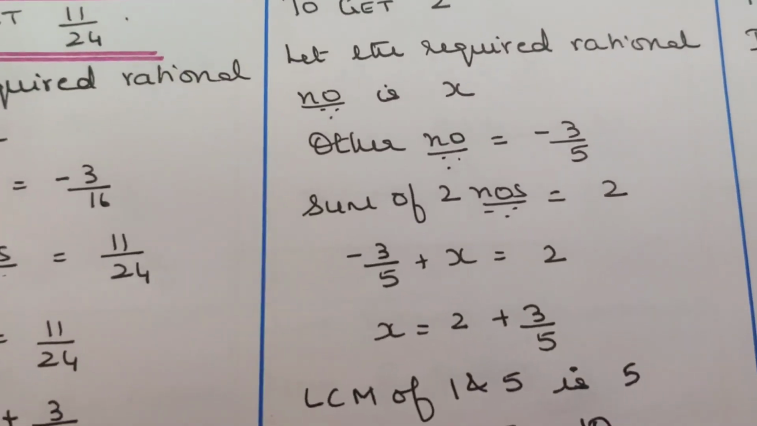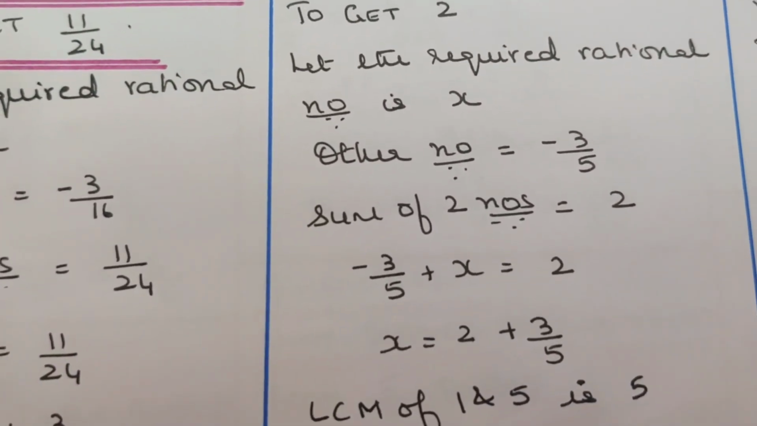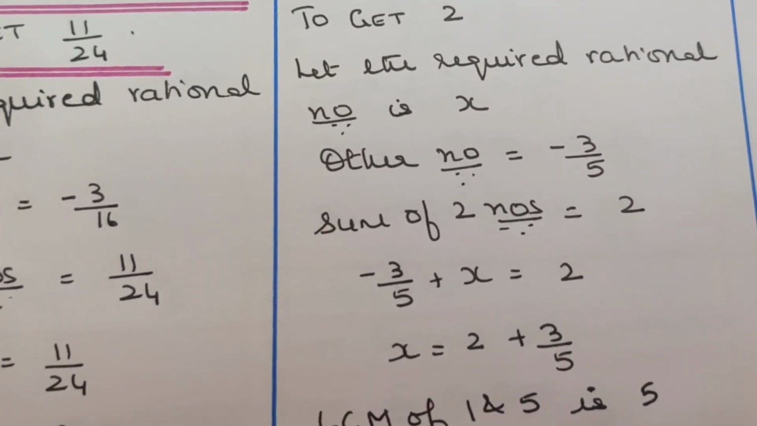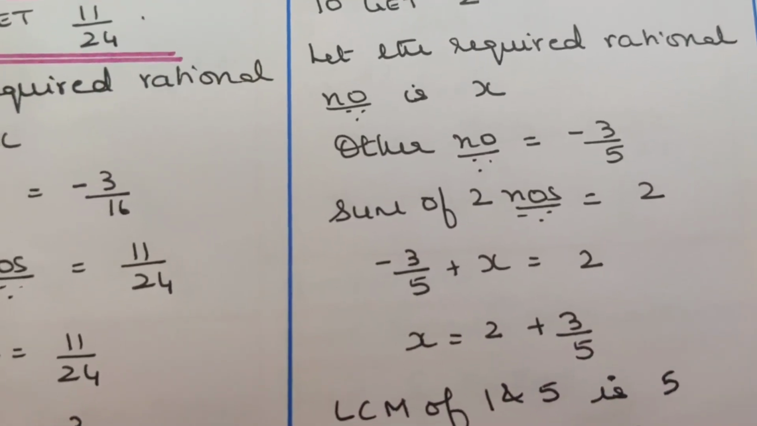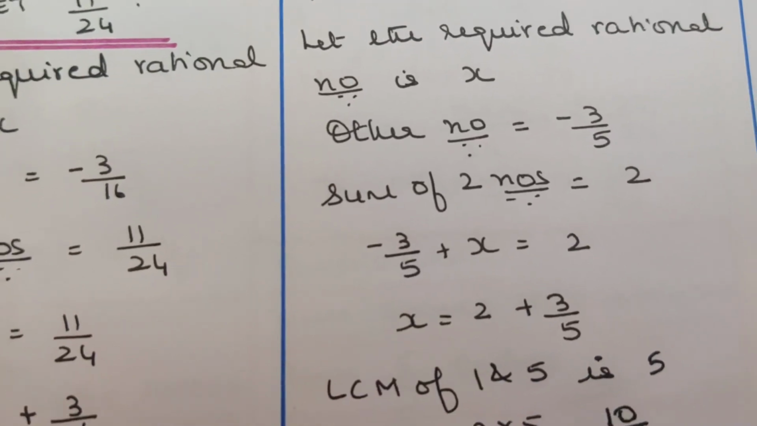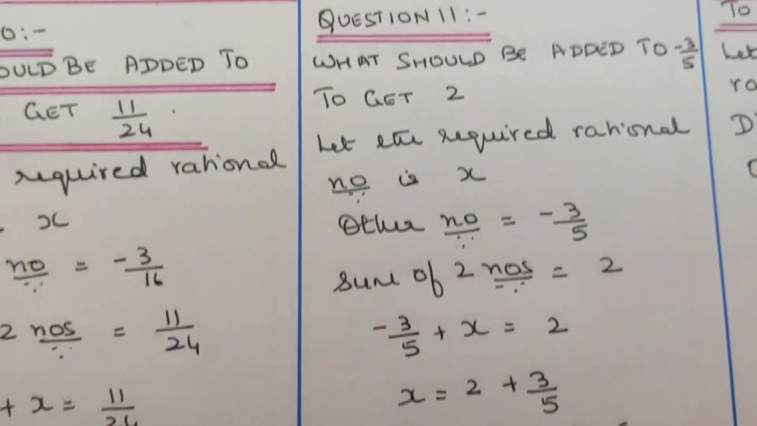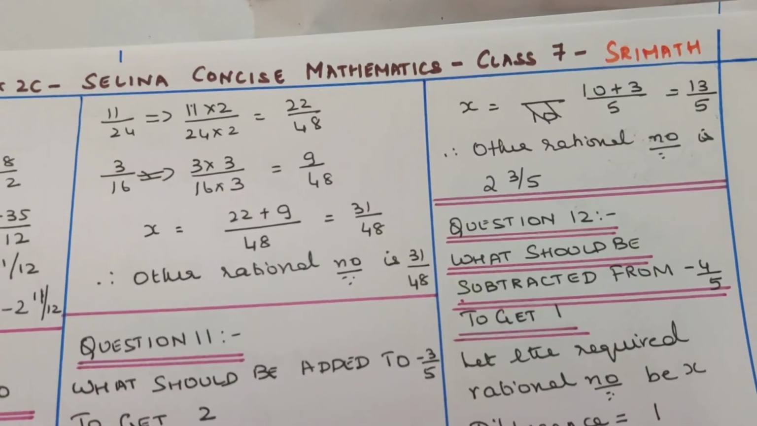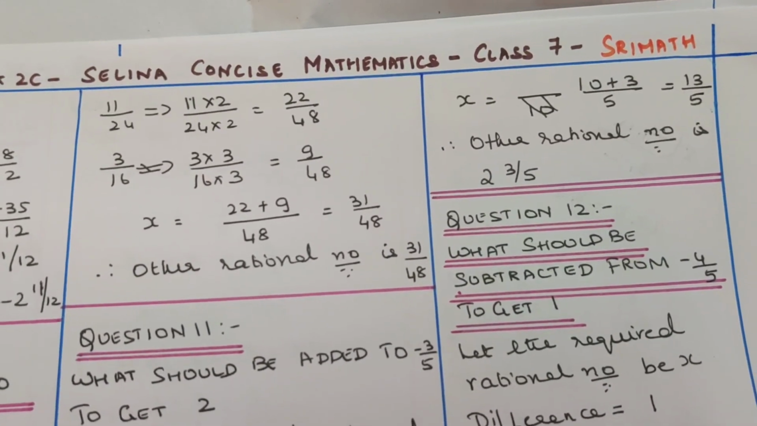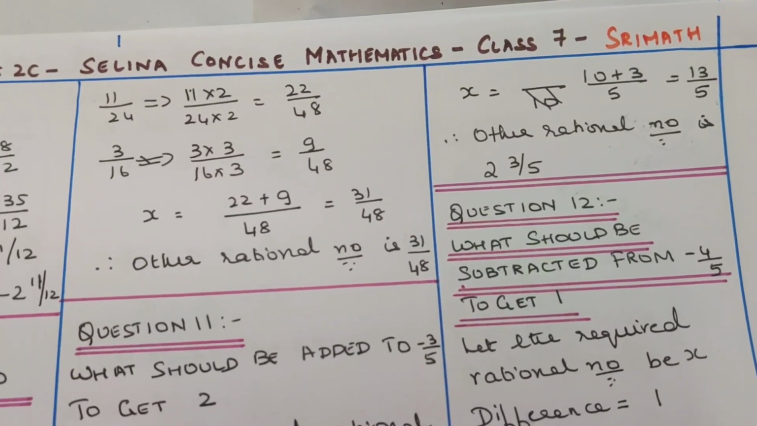Let the required rational number be x. The other number is minus 3 by 5. Sum of the two numbers is equal to 2. Therefore, minus 3 by 5 plus x is equal to 2. X is equal to 2 plus 3 by 5. LCM of 1 and 5 is 5. So, when you solve, you get x is equal to 10 plus 3 by 5. That is nothing but 13 by 5. So, that is nothing but 2, 3 by 5.